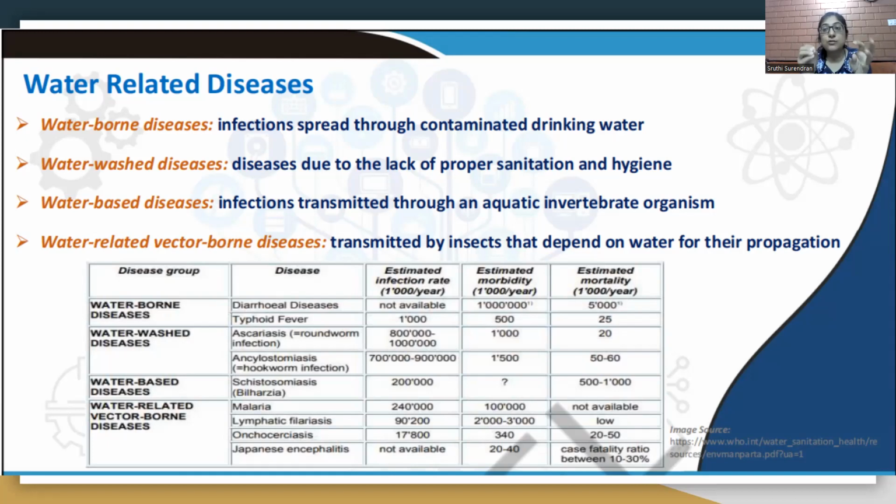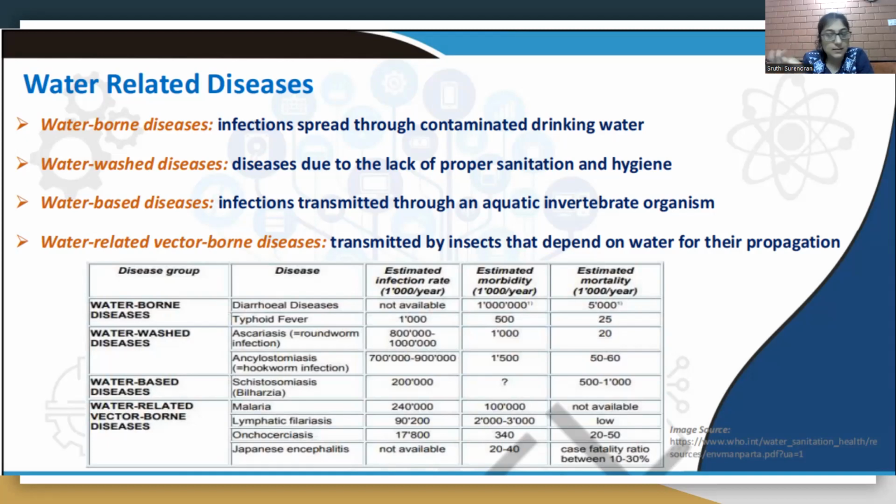Such diseases are also called water scarce diseases because of the insufficient availability of clean water, and because of that there is lack of proper sanitation and hygiene. Diseases might occur, and such diseases come under water washed diseases. Like you can see in the slide, some of the fungal infections happen when we don't maintain proper hygiene.